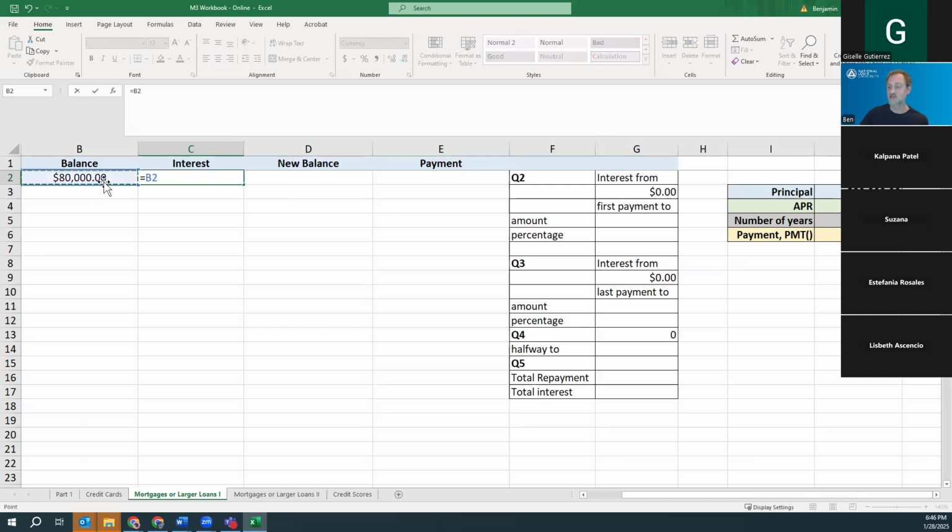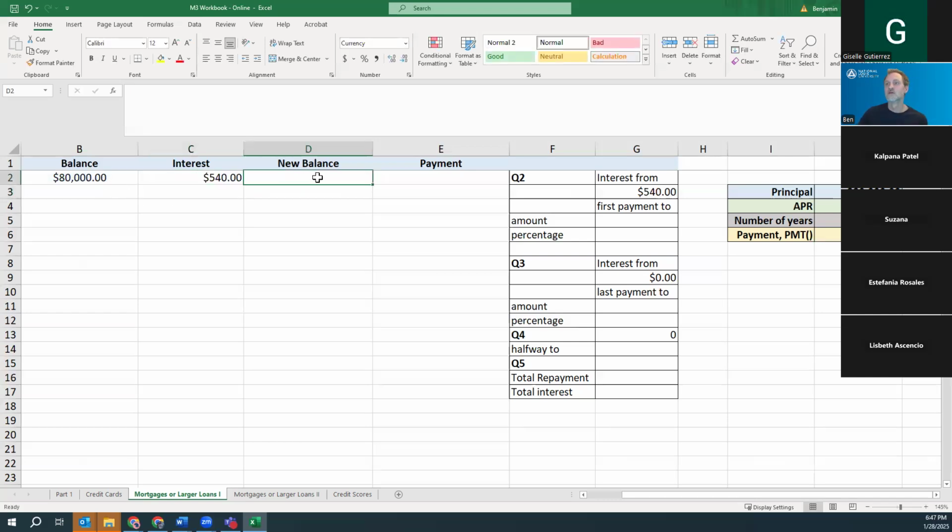So the interest is the finance charge. We take the 80,000, we multiply it by 8.1%, and we divide it by 12. Where does the new balance come from? It's going to be the sum of the balance and the interest. Just put them together, right? I'll do it with addition this time instead of using the sum formula. I'm just putting the balance together with the interest. That's my new balance. All right.